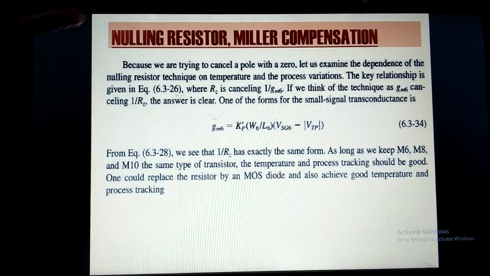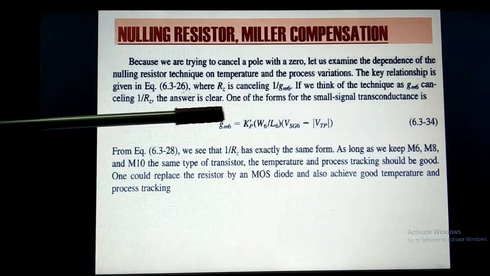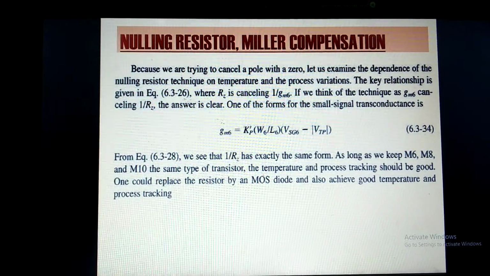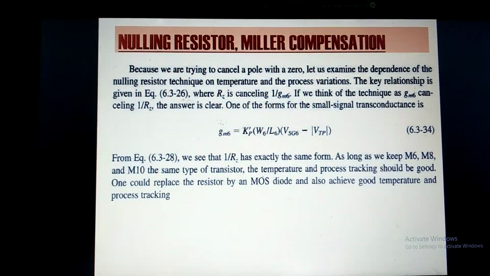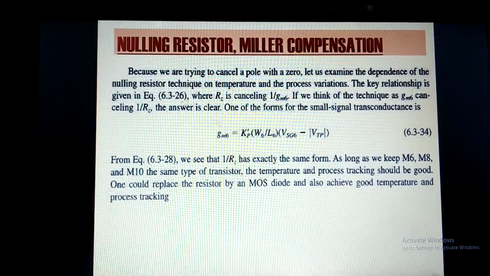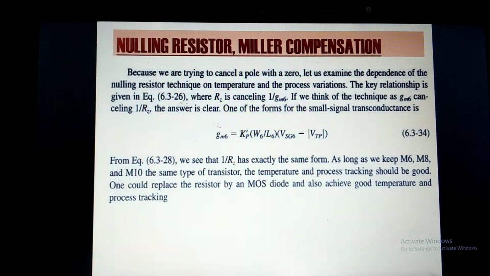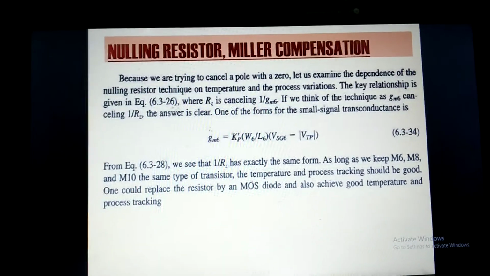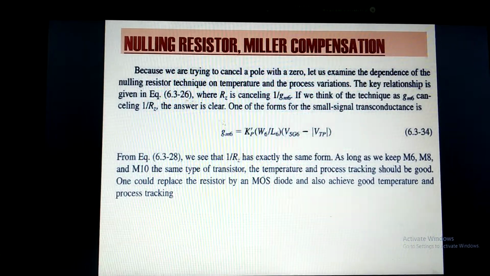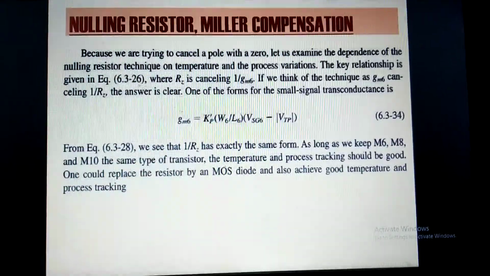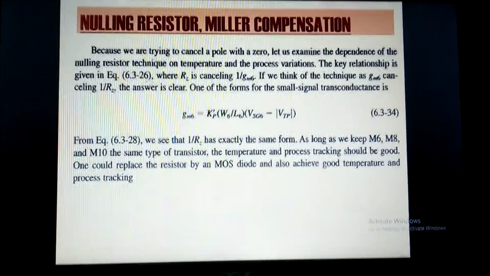From the small signal analysis, the transconductance for the output stage transistor GM6 is equal to K'P into W6 by L6 into (VGS6 minus VTP). So we see that this is 1 by RZ, exactly in the same form. So as long as we keep M6, M8 and M10 as the same type of transistor, the temperature and process tracking should be good, and one could replace the transistor by a MOS diode and also achieve good temperature and process tracking. So this is the nulling resistor of the Miller compensation technique.